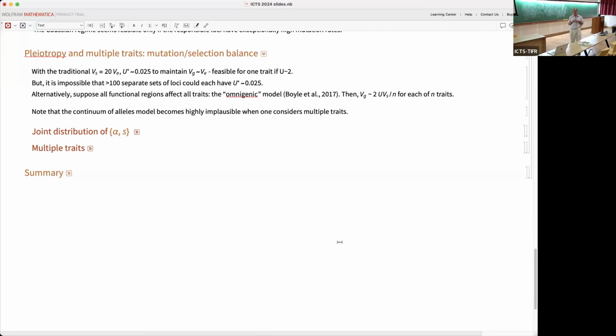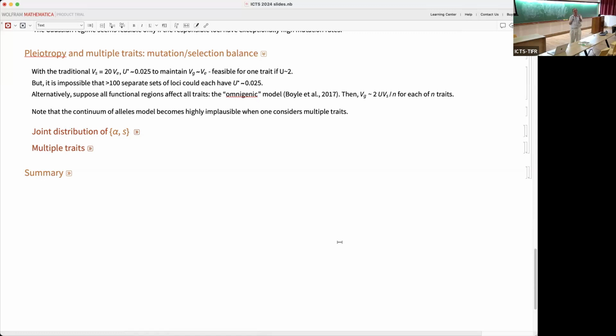So we have loads and loads of alleles. We have a total mutation rate of order 1 or 2. Let's say big U star is something quite big. And we say that all functional regions affect all traits. So fine. But what we'll see in a minute is that the prediction is that the selection acting on each allele is the sum of its effects on all the different traits.